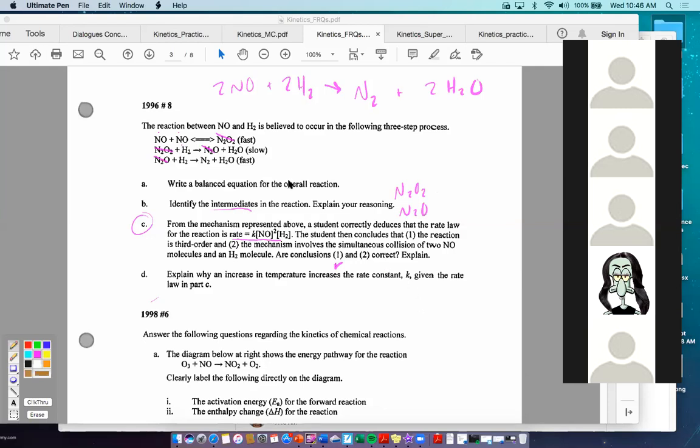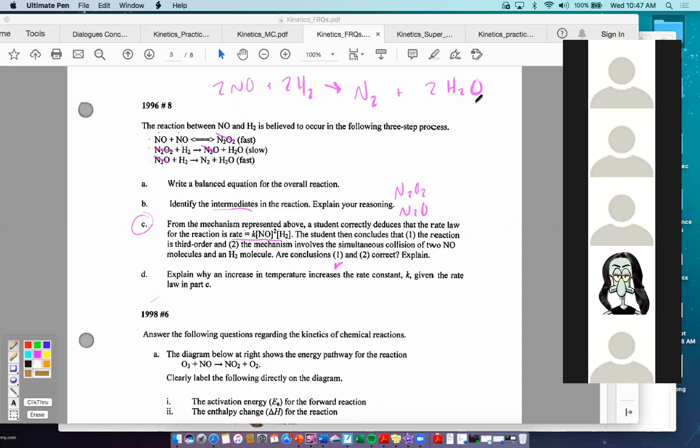So I see your reasoning is that you're looking at what we've canceled out to get this overall reaction. That's kind of an incorrect way of thinking about it. We're more worried about the mechanism, and the mechanism is these steps. We're saying this reaction occurs in these 3 different steps. And one thing that this student is claiming, based on the rate law and the mechanism, is that 2 NO molecules are simultaneously colliding with an H2 molecule.